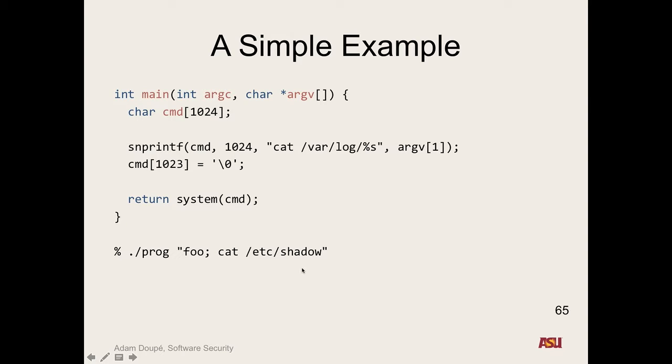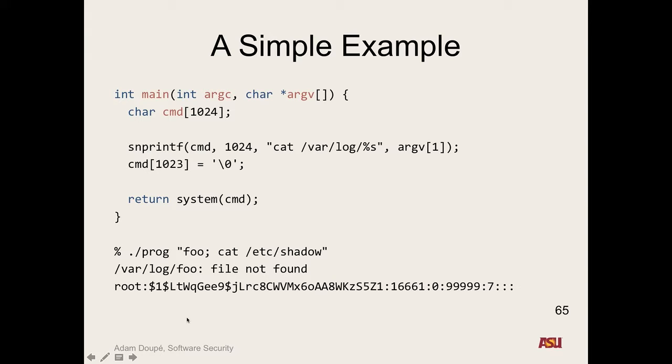Just exactly as if on the command line we said cat /var/log/foo; cat /etc/shadow, exactly like how Bash parses our command lines at the command prompt. This is exactly what system is doing. What sh is doing is parsing this string. So it's going to say file not found for log foo, because this first part isn't found. Then it's going to execute that next part and give us whatever /etc/shadow is. And it'll keep going.